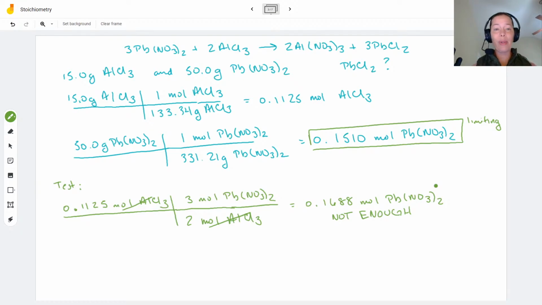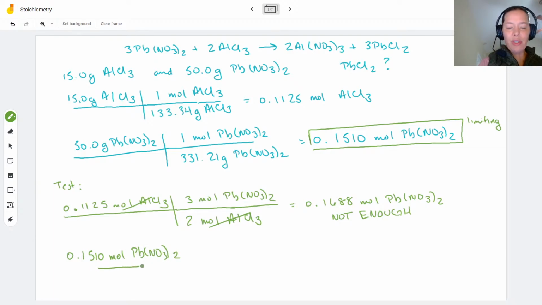But for this test I started with my aluminum chloride, but we can run the same test, this time starting with the lead nitrate. If you have the time and you just want to be sure that you've picked the correct limiting reactant, you can run both tests and they should confirm the same limiting reactant. Okay, so let's start with our 0.1510 moles of lead nitrate.